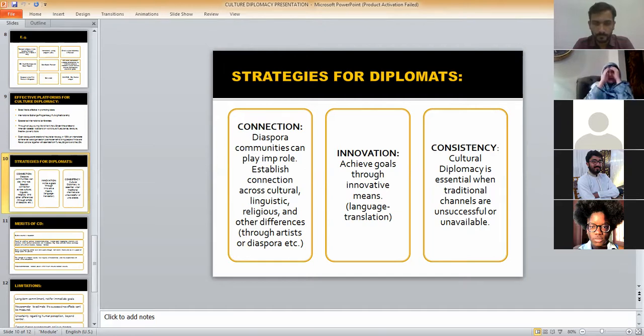So this is how you can promote your culture into different educational institutes as well. Then, cultural diplomacy is essential when traditional channels don't work, or are not available. Then you can opt for cultural diplomacy. It's like winning the hearts and minds of the general people.